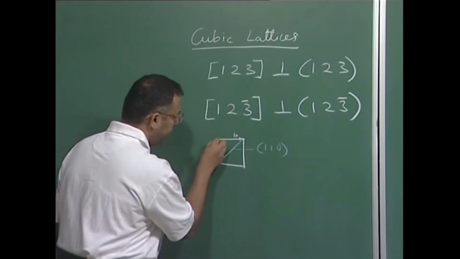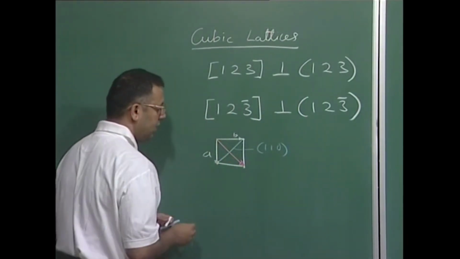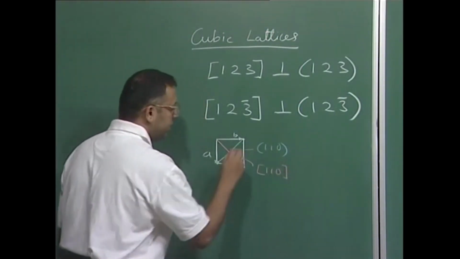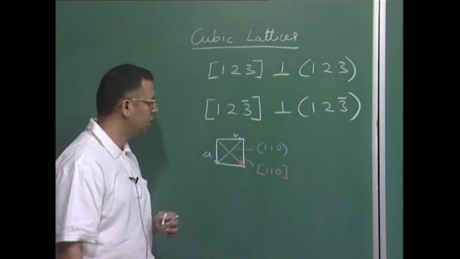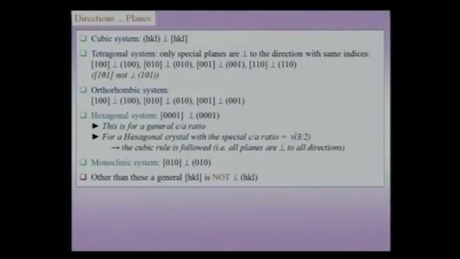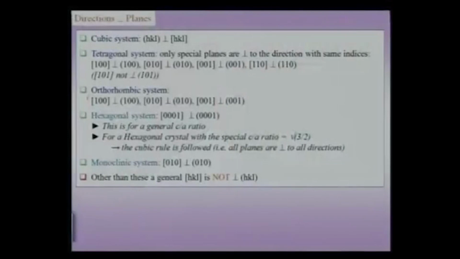My 110 vector direction would be this, and you can clearly see that the 110 direction is perpendicular to the 110 plane. But this is not true for all the other kinds of planes. The 101 direction is not perpendicular to the 101 plane, because there is a C elongation or a C contraction in the tetragonal system. In the orthorhombic system, we find that even fewer planes are perpendicular. So only the 3 orthogonal basis vectors and their corresponding planes are perpendicular to each other.